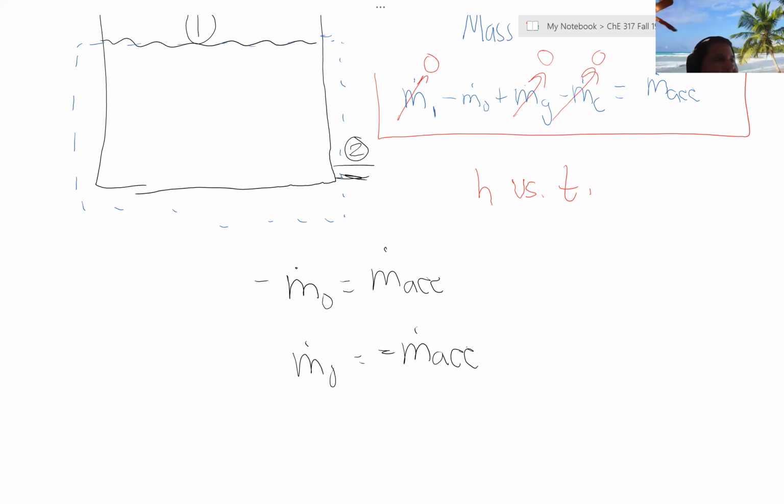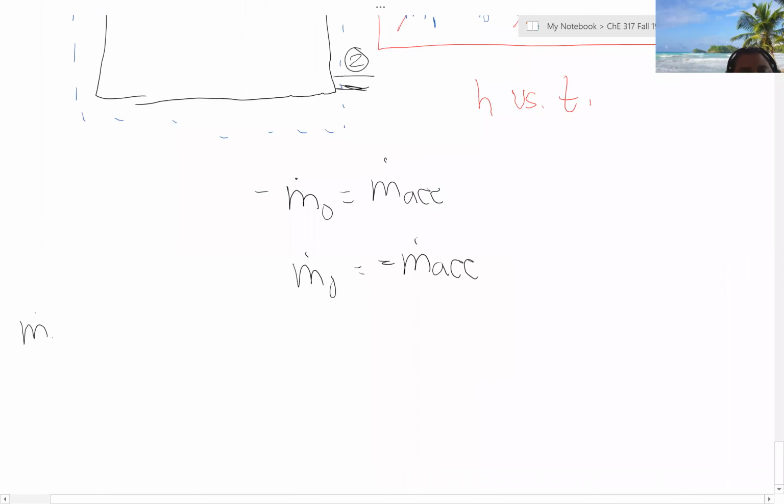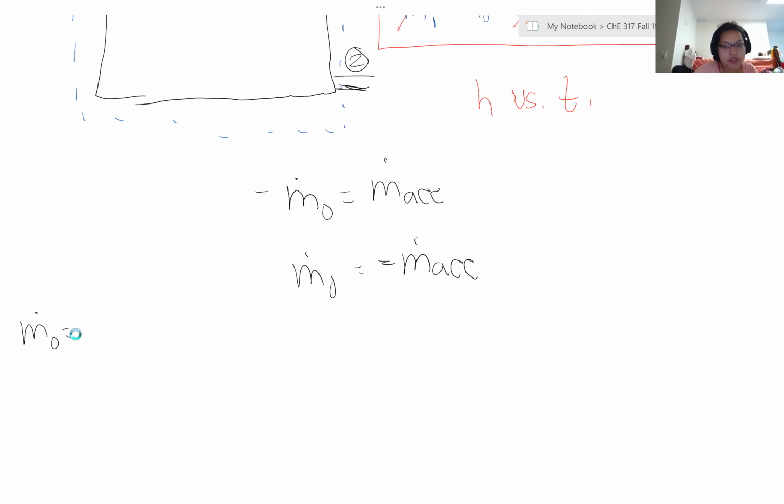So I need an expression that describes the mass flowing out of my tank. So what did you guys have in mind for that expression? Would you use the continuity equation? I could. I would, to a certain extent, yes. So if you were to use the continuity expression, what would you get for mass out?